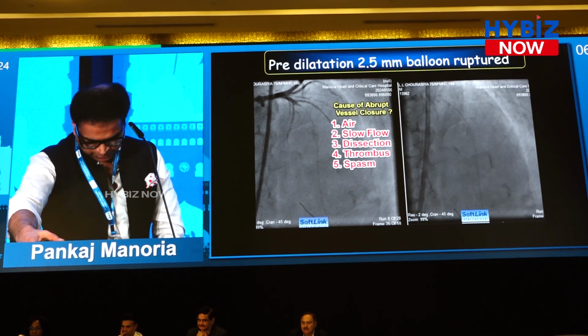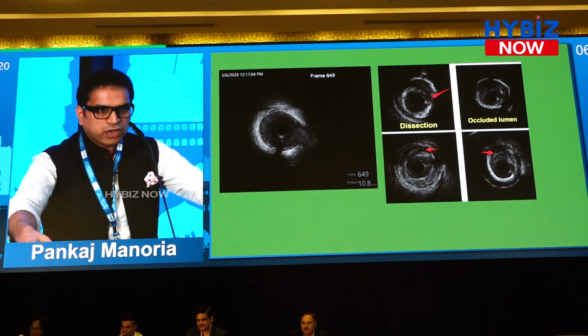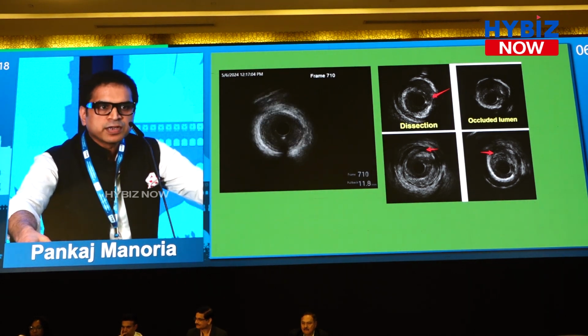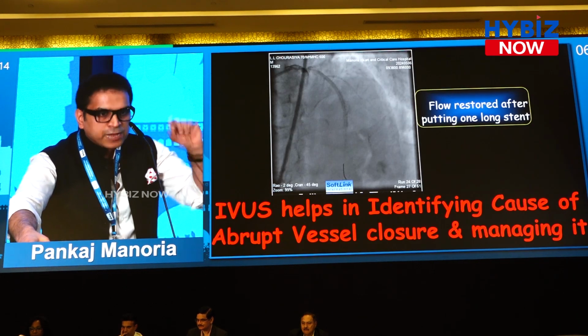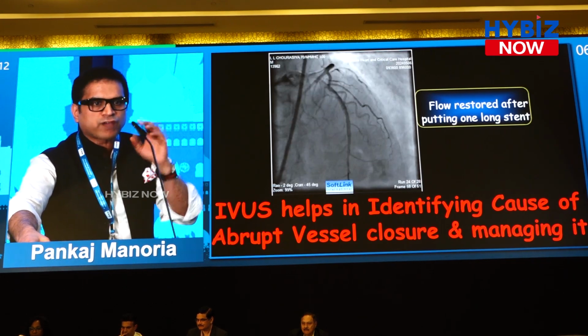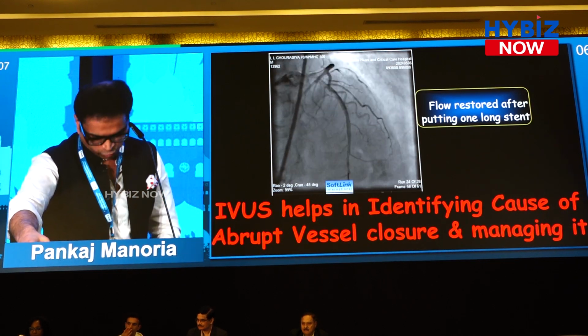Just put an IVUS. We put an IVUS. We found that this is because of severe dissection. Almost the lumen was occluded because of dissection. So once we have identified the cause, the treatment was very easy. So IVUS helps us in identifying the cause in a case of abrupt vessel closure. It's a wonderful device to see what has caused abrupt vessel closure.